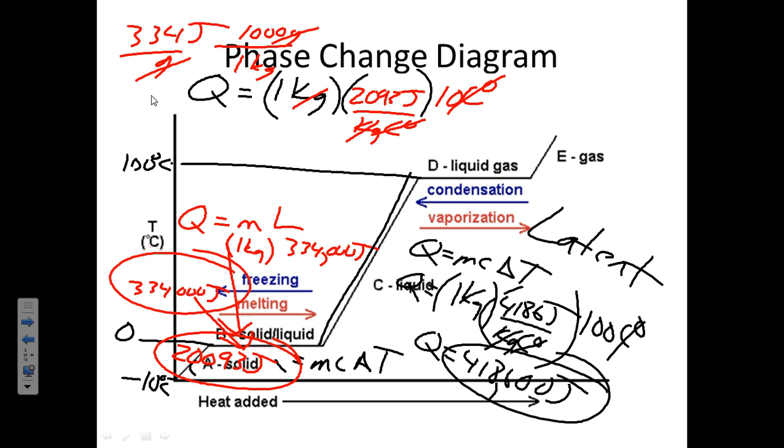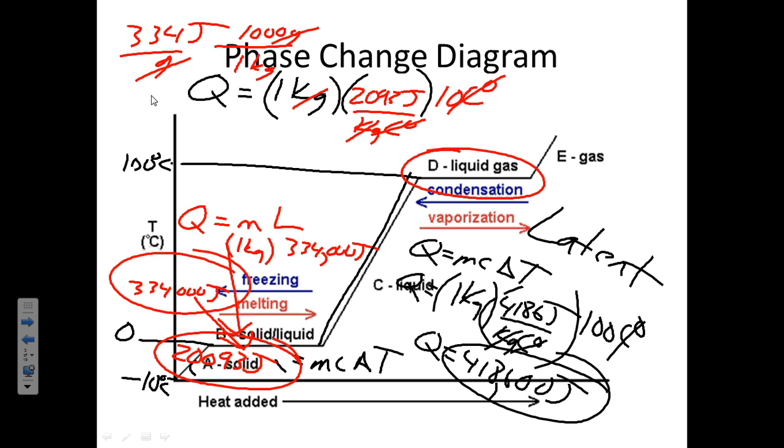And again, if we add that many joules, that's going to take our liquid water at 0 and raise it to what? What do we still have up here? Still have liquid water, but it's how hot? 100 degrees. All right, so now we're in this section of the graph. And what are we trying to do in that section? Change from liquid to gas.